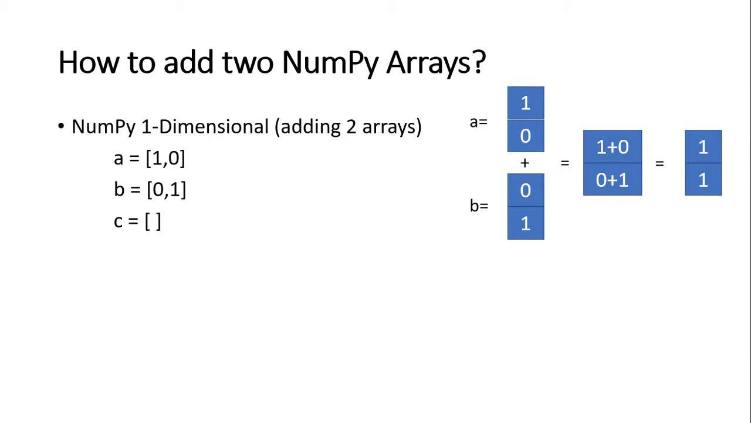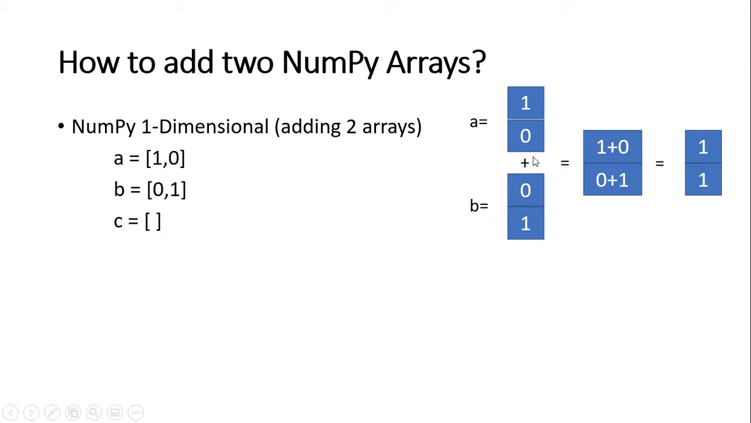How to add two numpy arrays? For this example, I have taken two arrays. One array is A with elements 1, 0 and B array with elements 0, 1, and the output I am storing in C. Try to understand the diagram carefully, how the addition will be performed between the arrays. Here, the array elements are represented in a flattened way, flattened means in the vertical way, the first element at the top and the second element at the bottom, and so on.